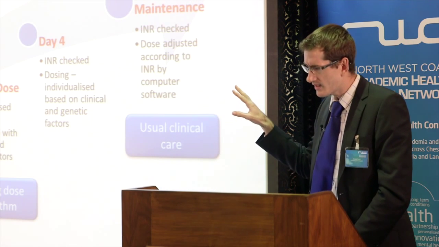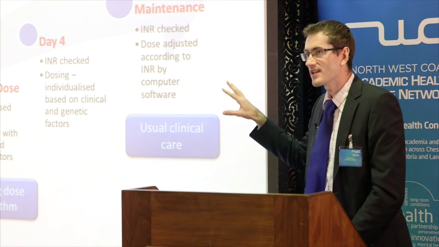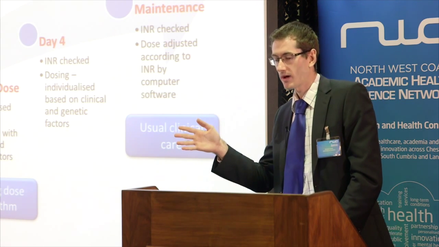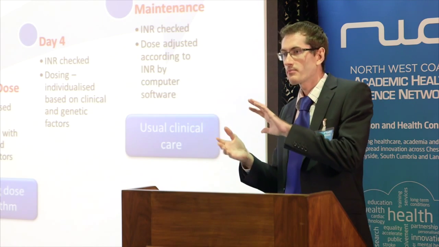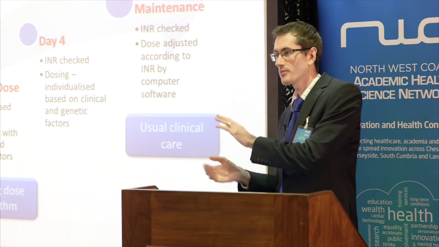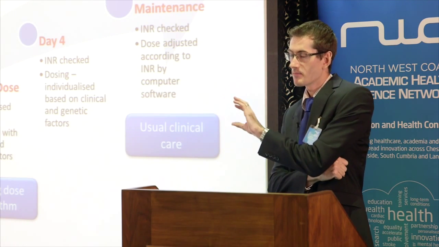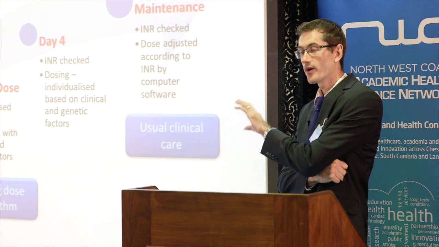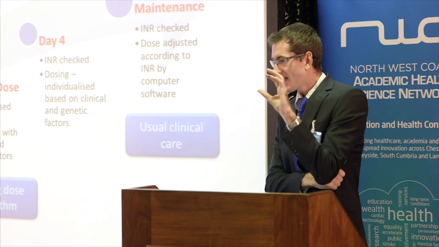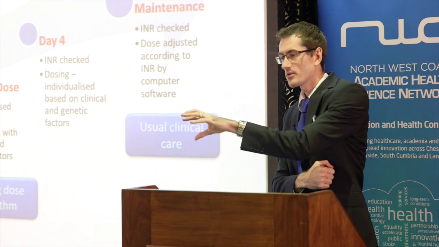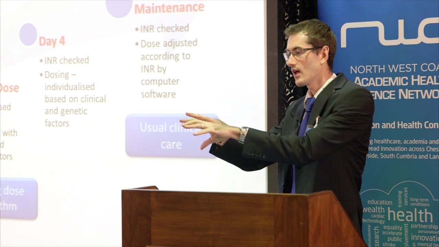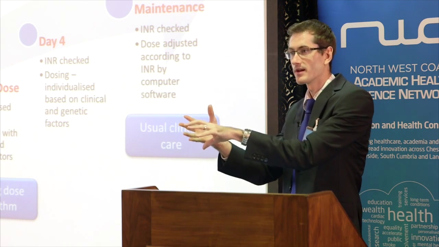Compare that to the arm under investigation. If the clinician decided that patients required warfarin, then these patients received point of care testing. So a little blood sample was taken, it was run through a machine which would provide within 2 hours the patient's genotype for these warfarin pharmacogenetic genes, VKORC1 and CYP2C9. And then that genetic data was put into an algorithm which also took into account clinical factors which are established and known to affect warfarin dose variability.